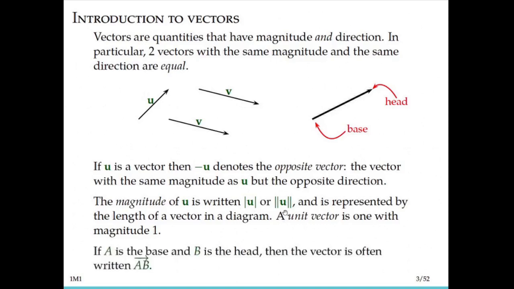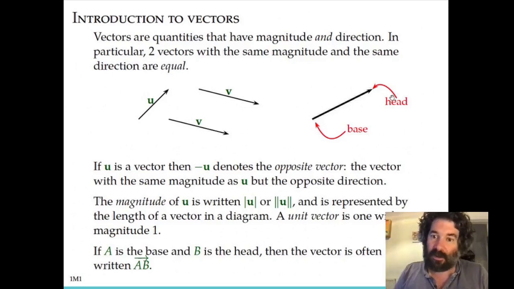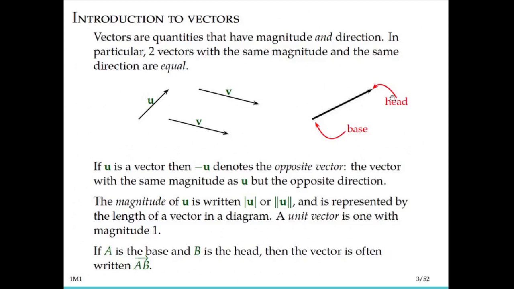Okay, so a bit more notation. If the point A is the base of a vector and B is the head, so the vector goes from the base to the head, then we oftentimes will write this notation here, AB with a line over it. Okay, so this is all notation, basic ideas of vectors. They have both a direction and a magnitude.